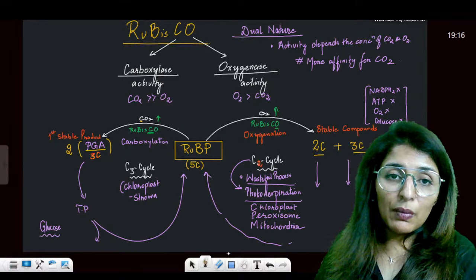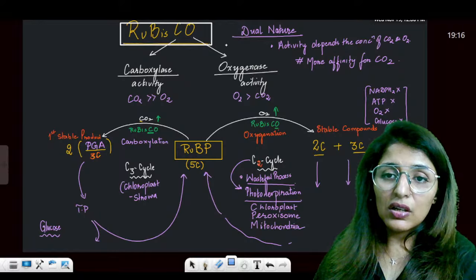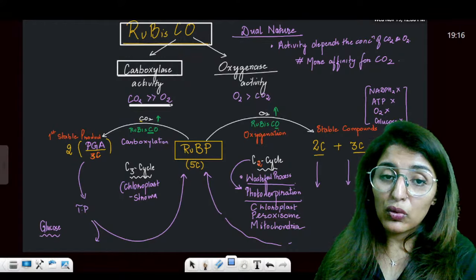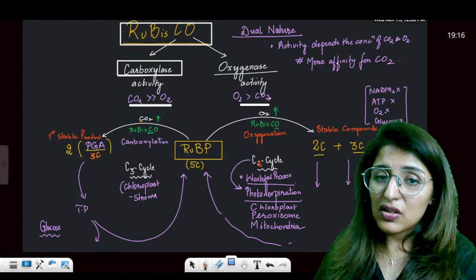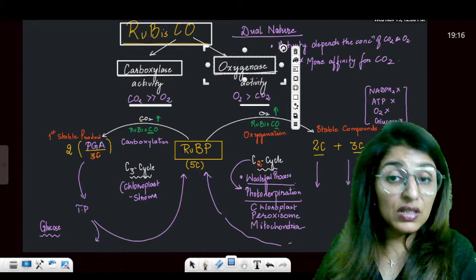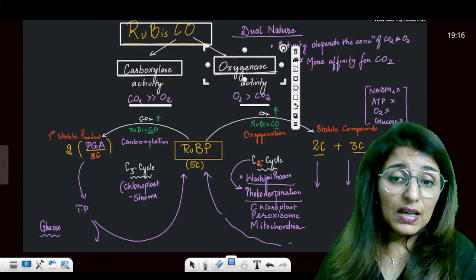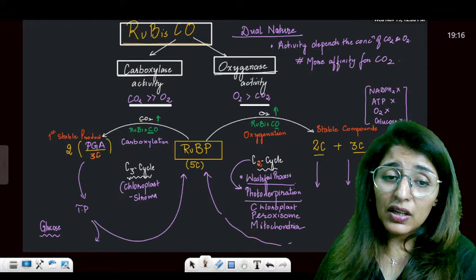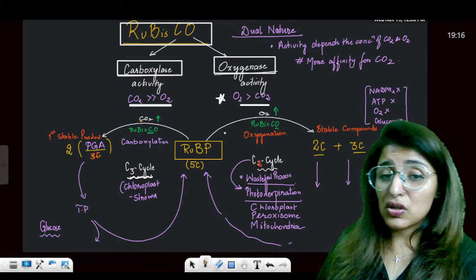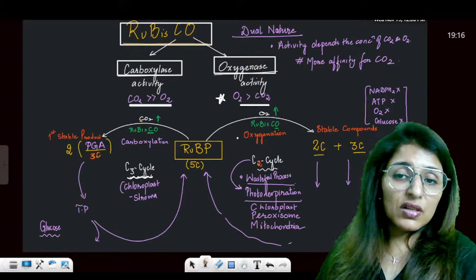So we already know about Rubisco. It has a dual nature. It has carboxylase activity when CO2 is more. If oxygen concentration is more, then instead of carboxylation, it will start performing oxygenation. And that also happens. Now see, we have already seen the C3 cycle. But let's talk about the situation when oxygen is in higher concentration.